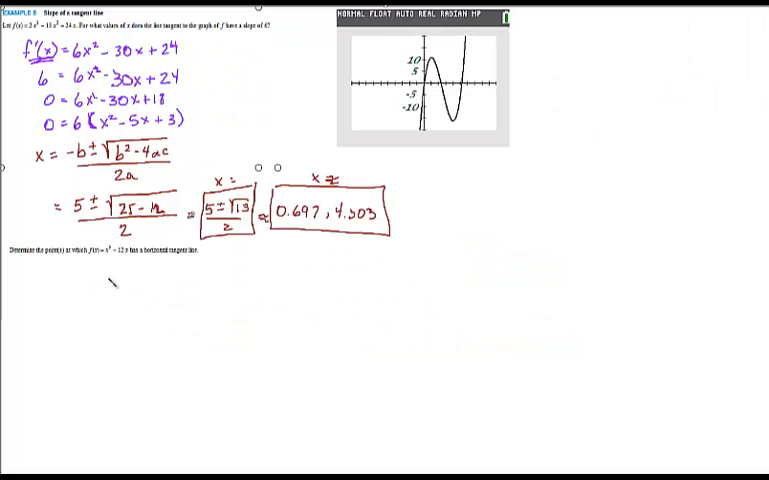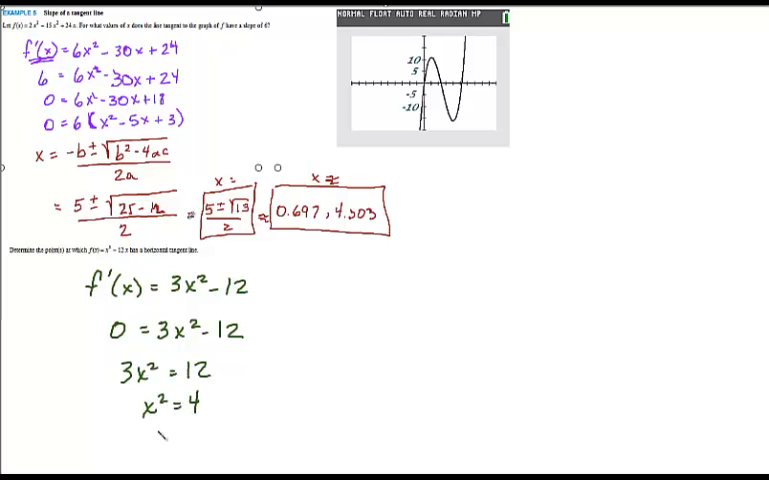This one wants me to find the point at which it has a horizontal tangent line. That means the slope there is equal to 0. So I need to find the derivative. F prime of x equals 3x squared minus 12. Set that derivative equal to 0, and then solve for x. 3x squared equals 12. X squared equals 4. And then x equals plus or minus 2.